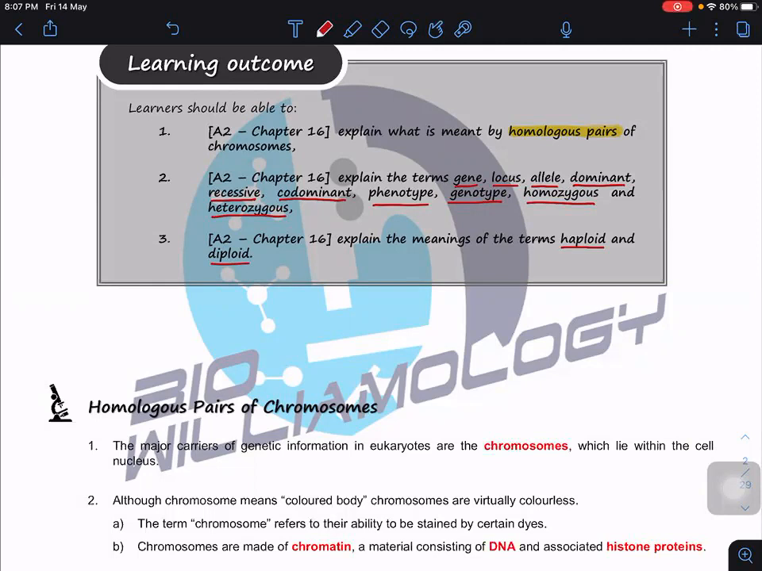If you look at past year papers, quite often the question asks, define allele, define what is meant by co-dominant, define phenotype, define genotype. So those are the definitions that you have to know. Okay, so a quick run through with you.